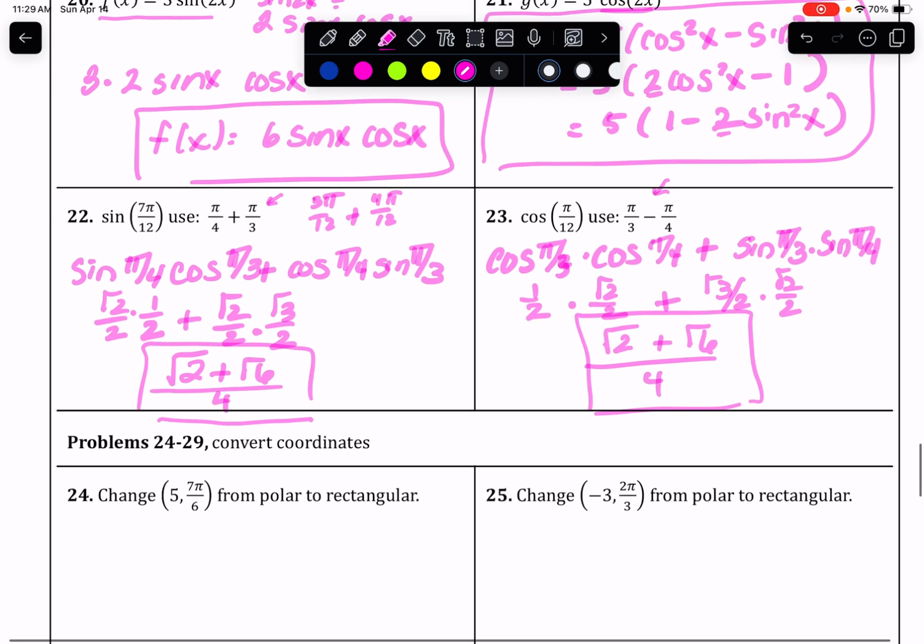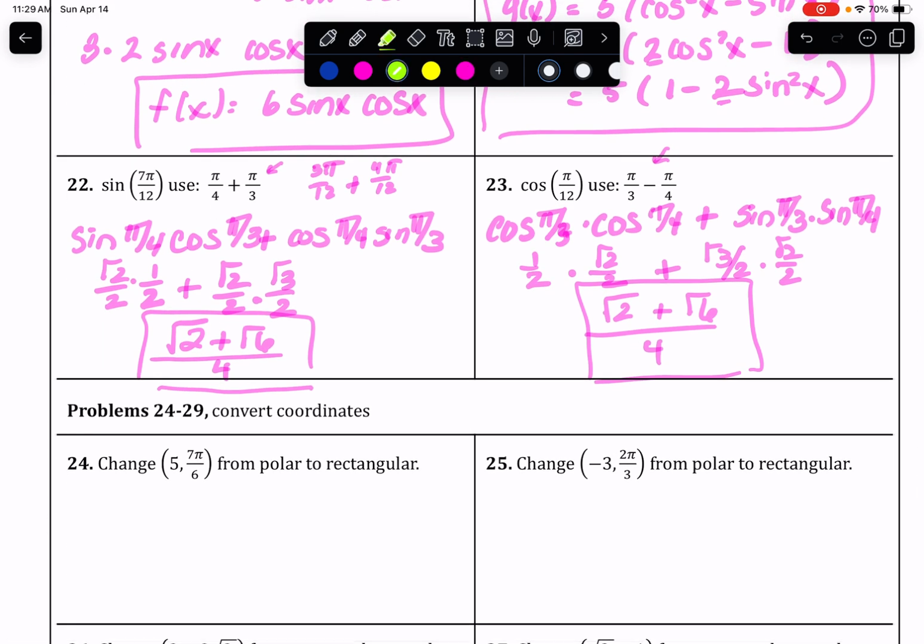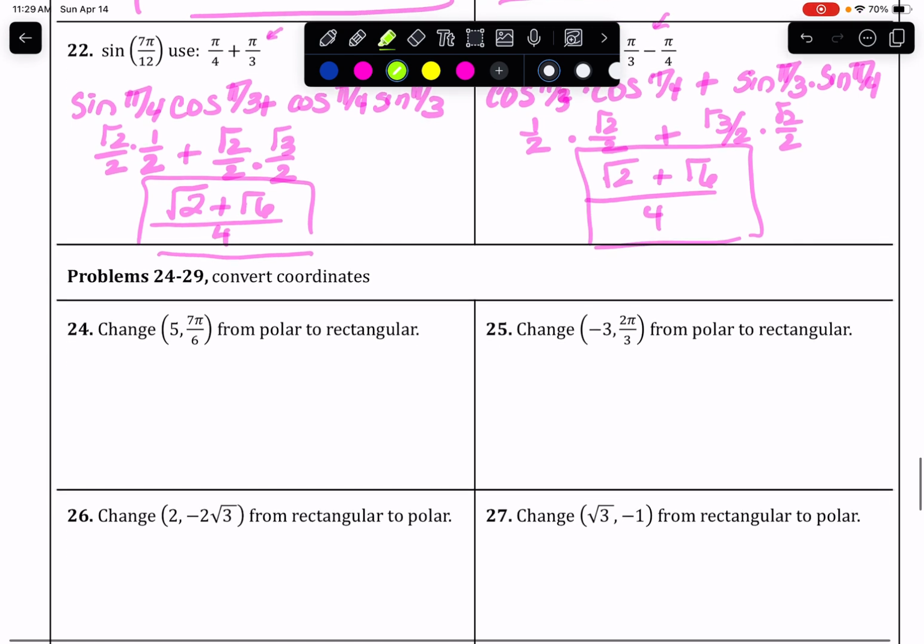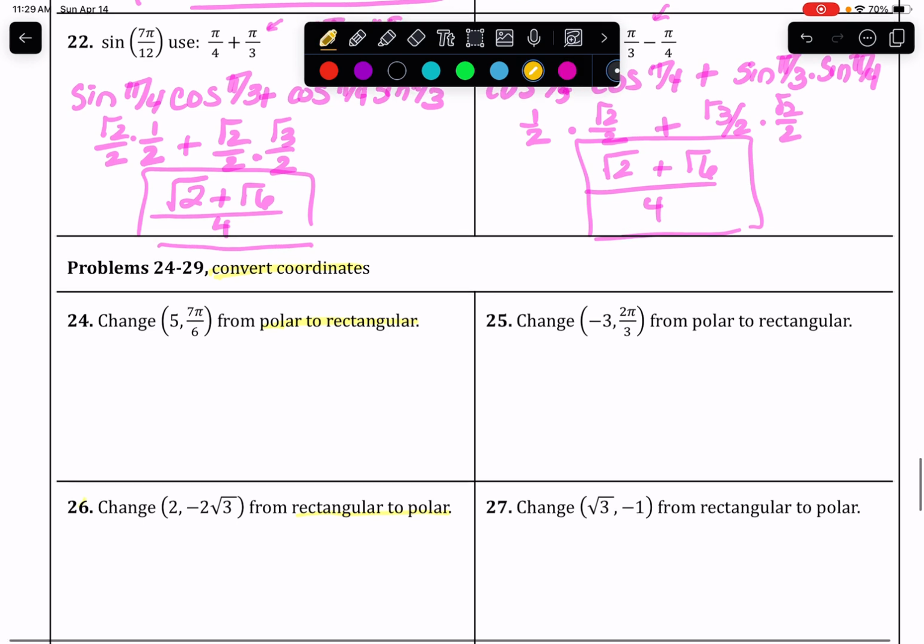All right, let's move on. Next directions say to convert the coordinates, and we're going first from polar to rectangular, and then down here we'll go rectangular to polar. Okay, so let's go back here, and we'll remember that our formulas for converting x is equal to r cosine theta and y equals r sine theta.